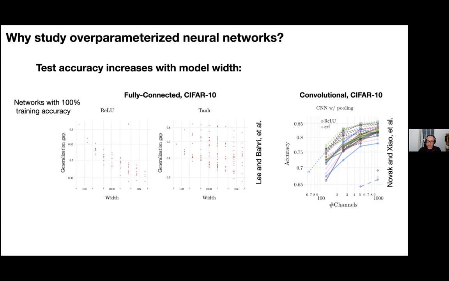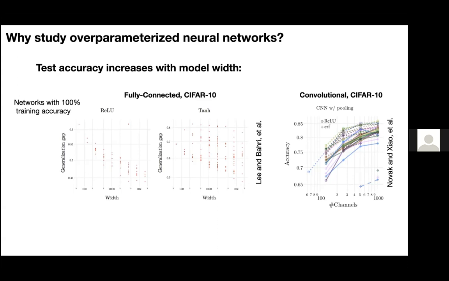And for each point in the plot, we're performing an optimization over training and initialization hyperparameters on a validation set. And so you can see that in the plot on the right, once again, for confidence with pooling, accuracy strictly increases with increasing width. Once again, this goes all the way.